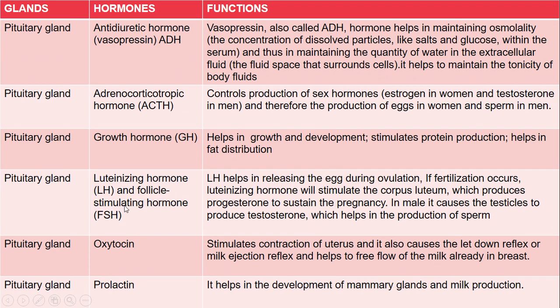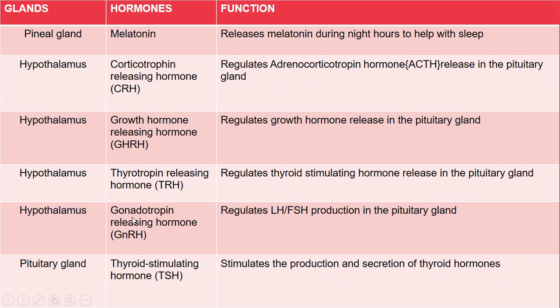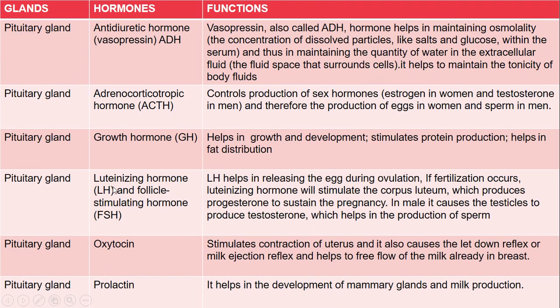And the luteinizing hormone and the follicle stimulating hormone. The gonadotrophin releasing hormone regulates the LH and FSH production in the pituitary gland. The hypothalamus releases gonadotrophin releasing hormone, and the pituitary will produce the luteinizing hormone and the follicle stimulating hormone. The luteinizing hormone helps in releasing the egg during ovulation. So during ovulation in females, the egg is released by this luteinizing hormone.